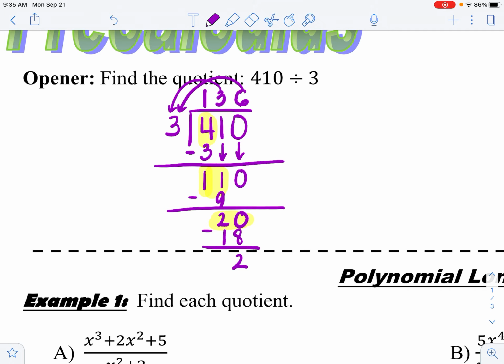Remember, that was your remainder, so 3 is not going to go in there. Now, you're not going to write R2 like you did in 4th grade when you learned long division. You're going to say what you have left. You're trying to divide by 3, but you have 2 parts left. So it's 136 and 2/3. You write it as a fraction, right?